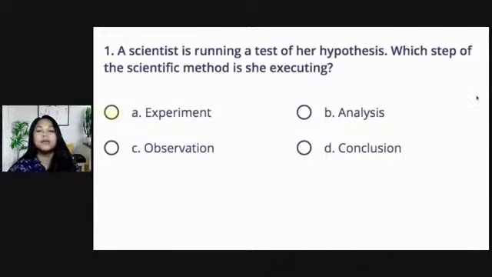And of course, letter A here is the correct choice. So the scientist is running a test of her hypothesis, and we know that the main purpose of experimentation is to check whether your hypothesis is correct or wrong. Now remember, it is okay to have a wrong hypothesis. Okay lang po kahit hypothesis nyo ay wrong.